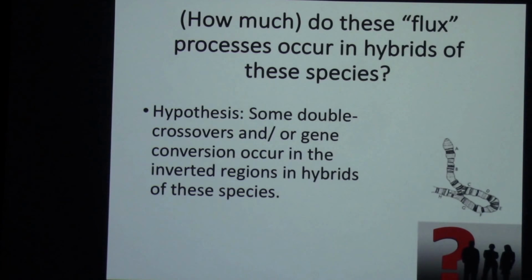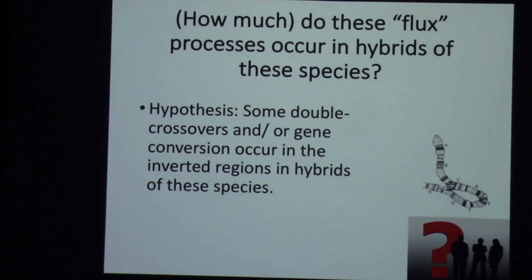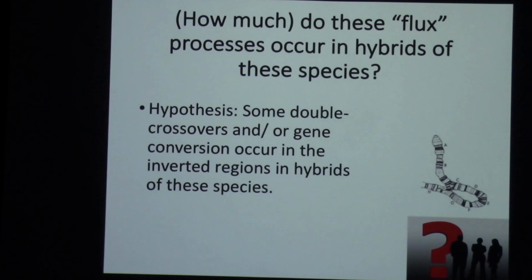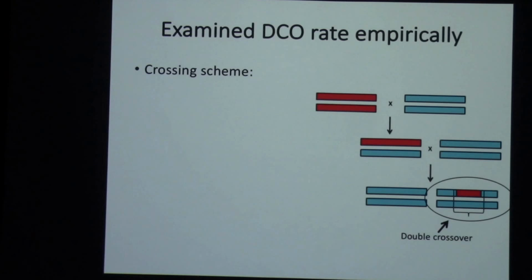So our hypothesis then, given what we've been seeing for pseudoobscura, and given this theory, is that maybe there's some double crossovers and some gene conversion happening in inverted regions of these hybrids, but probably not a ton. So that's what we've been working to find out. My former student, Lori, actually worked on the double crossover part. That was intensive but straightforward. Essentially, she just estimated double crossover rate empirically.